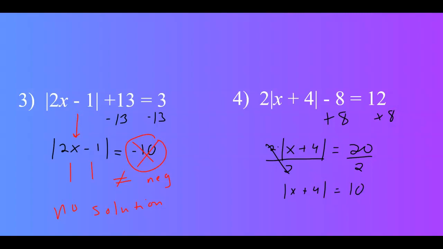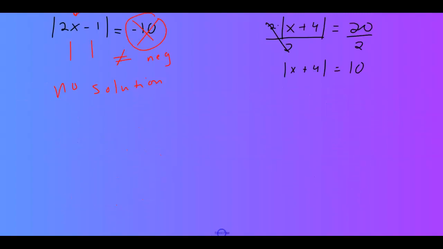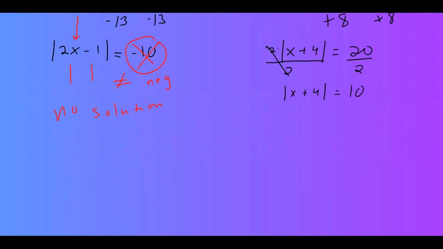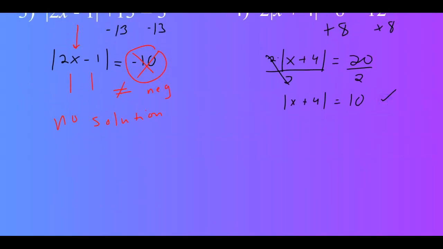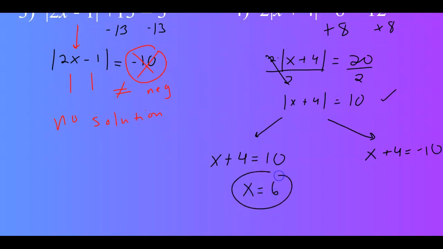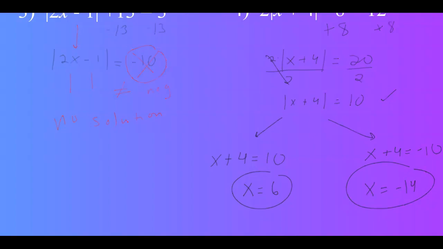And once again, before you break it apart, you got to make sure that that number, when the absolute value is by itself, is positive. And that is a positive 10, so we're good. We can break it apart to get our two answers. So one possibility is x plus 4 could be 10, but x plus 4 could also be negative 10. And we subtract 4 over here, we get 6. That's one answer. Subtract 4 over here, we get negative 14. And you could plug those back into the original equation. You'll see that they both work.